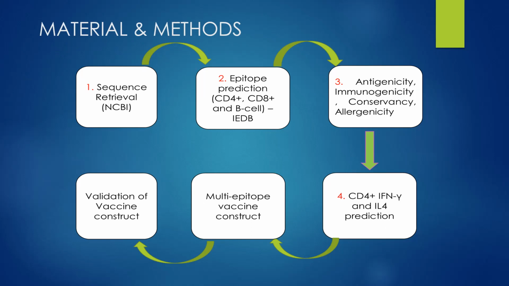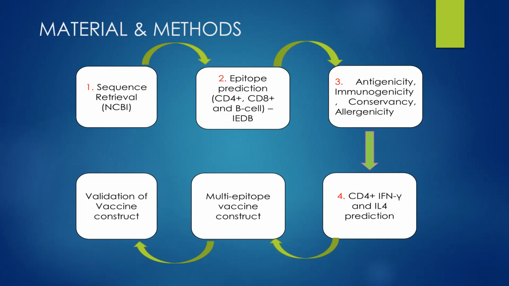These sequences were subjected to multiple sequence alignment using ClustalW and transmembrane structural analysis to generate conserved sequences. The conserved sequences were further used as input in an online server called the Immune Epitope Database and Analysis Resource, known as IEDB, to generate our T cell epitopes, which are CD8 and CD4, and B cell epitopes.